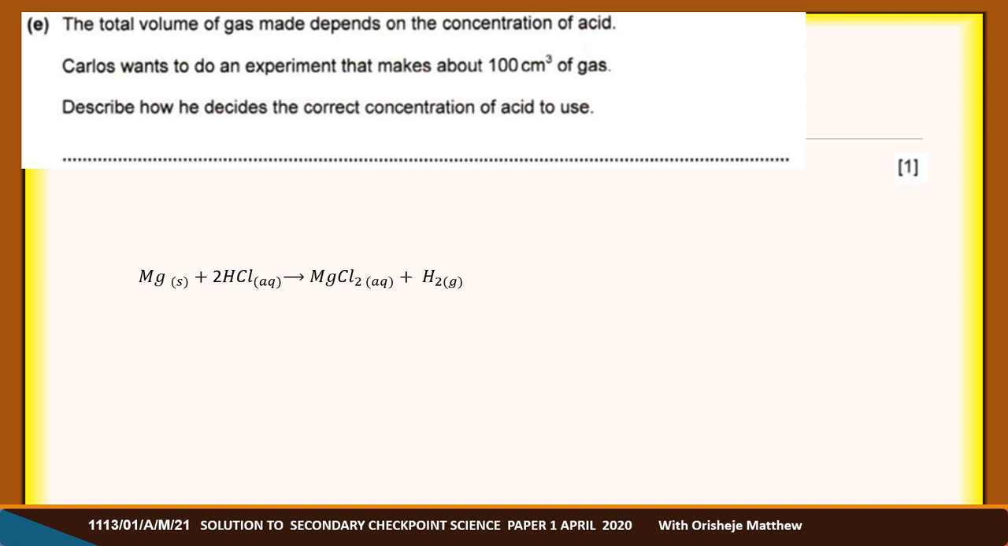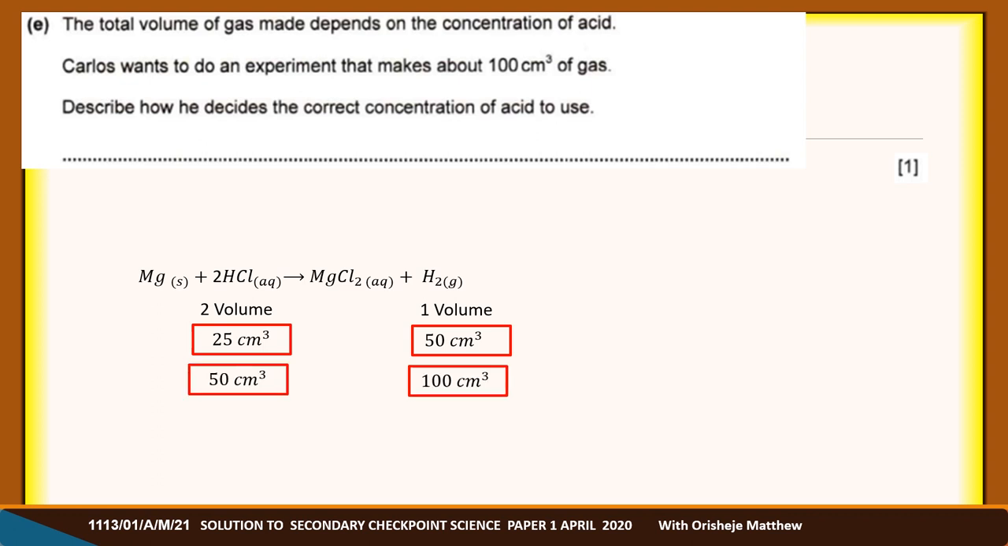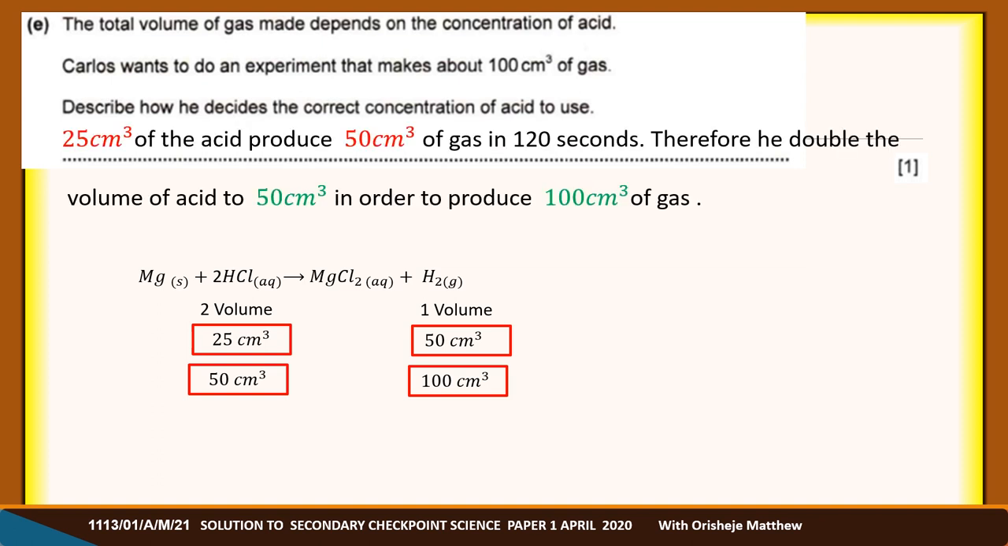Magnesium plus 2 moles of hydrochloric acid will produce 1 mole of magnesium chloride plus 1 mole of hydrogen. So we use 2 volumes to produce 1. So 25 cm³ produces 50 cm³, and 50 cm³ will produce 100 cm³ of the gas. He doubles the volume of the acid to 50 cm³ in order to produce 100 cm³ of gas.